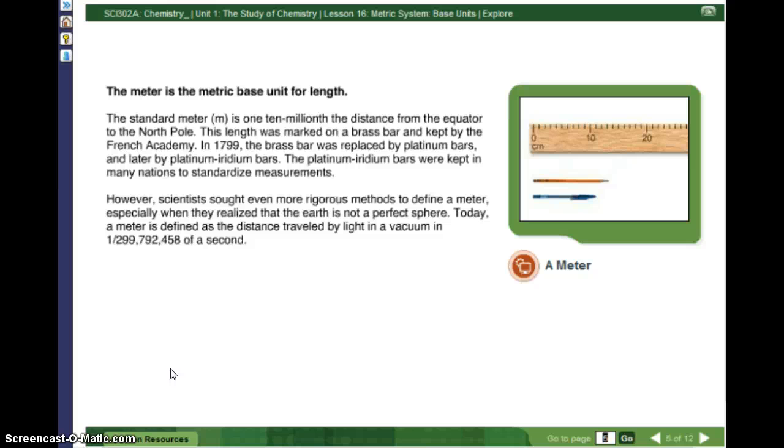However, scientists sought even more rigorous methods to define a meter, especially when they realized that the Earth is not a perfect sphere. Today, a meter is defined as the distance traveled by light in a vacuum in 1/299,792,458 of a second. No, you do not need to know that number. All right, a meter.